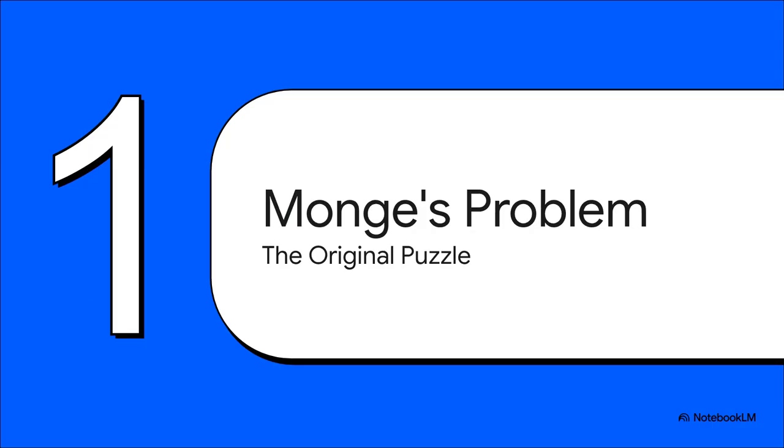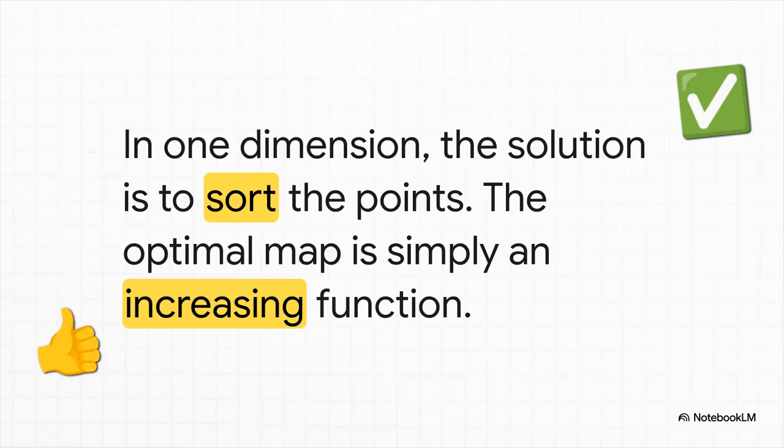Okay, so let's rewind and start with the original puzzle. It was dreamed up by this brilliant French mathematician, Gaspard Monge, way back in 1781. I mean, his immediate problem was practical. He was thinking about moving Earth around for military fortifications, but the question he asked was so much bigger than that.